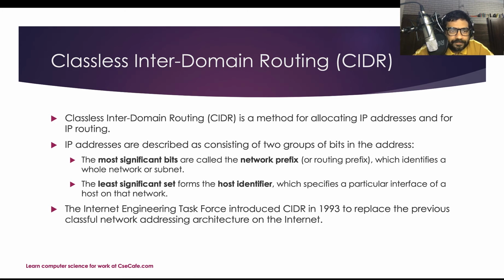Okay, so an IP address, IPv4 or IPv6, has a set of bits, and the most significant bits, any number, will be called the network prefix, and the rest of it will be called the host identifier. So network identifier plus host identifier will be 32 bits in case of IPv4, or 128 bits in case of IPv6. Okay, that much you understood, right?